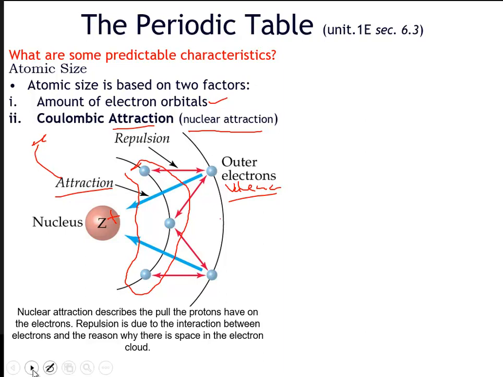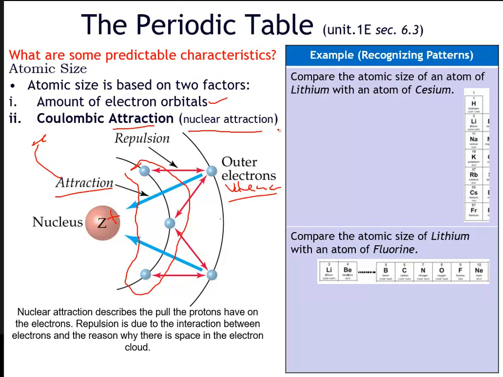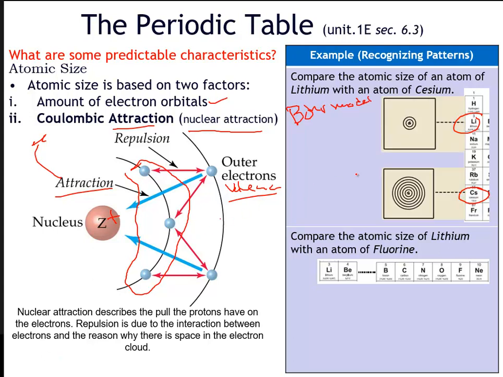So let's consider some examples so we can get a better idea. If we compare the size of lithium with the size of cesium, you may already know that based on the Bohr model, your simple drawings, no matter how bad they might be, are going to show a big difference in atomic sizes, a big difference in the radius. There's a bigger radius with cesium than there is with lithium, and that's because, again, there are more orbitals for cesium.